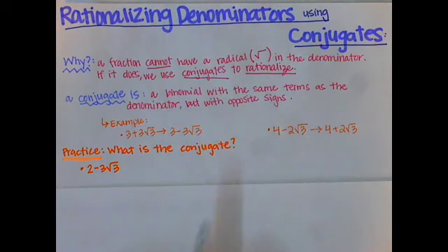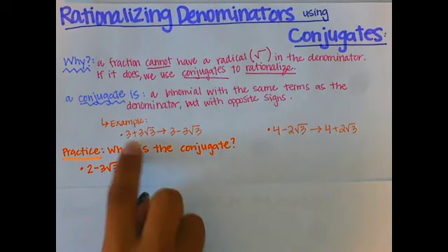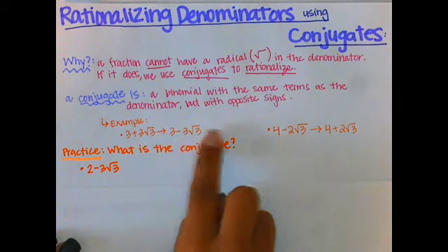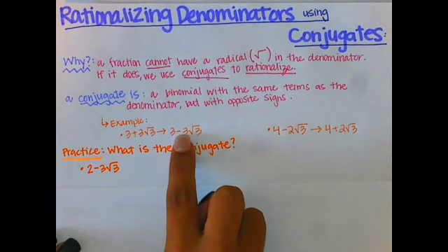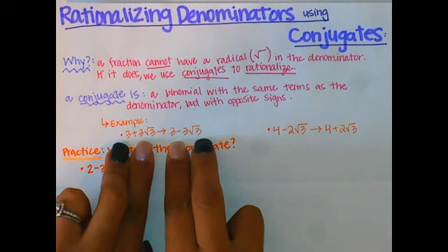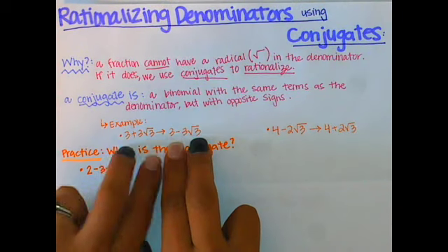A conjugate is a binomial, meaning it has two terms, with the same numbers as the denominator, but with opposite signs. And here are two examples. We have 3 plus 3 square root of 3. The conjugate of that would be 3 minus 3 square root of 3. You notice that the two terms are the same. The only thing that changes is the sign.